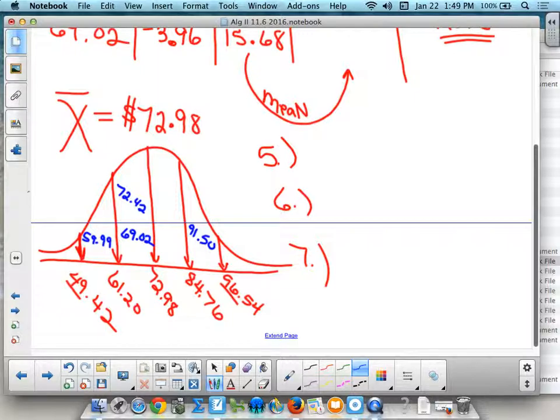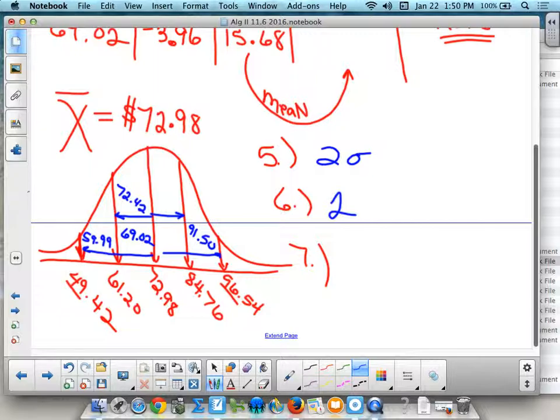within how many standard deviations of the mean do all of them fall? 2 this way, and, oh yeah, they all fall within 2. So the answer for 5 is what? 2 standard deviations. Okay, number 6. How many costs fall within 1 standard deviation? 2. Okay, if I go 1 left, 1 right, I count 2. 2 of my weekly grocery bills will fall within 1 standard deviation.